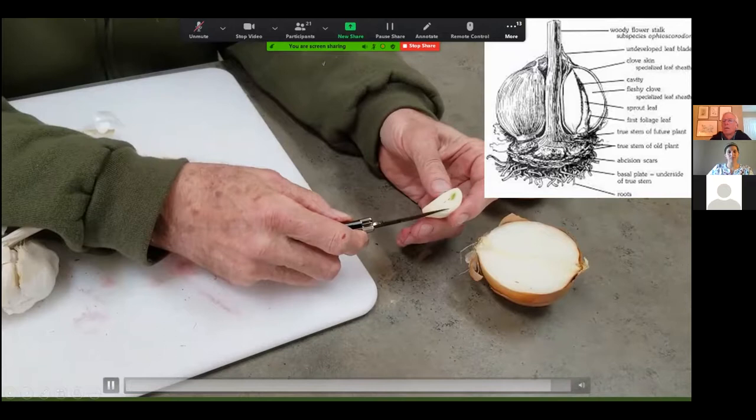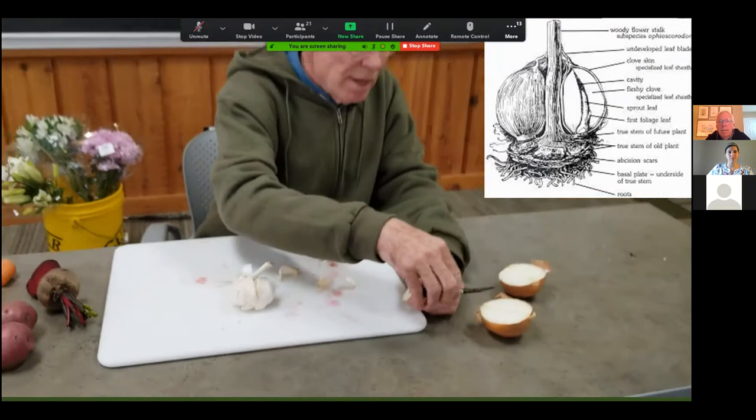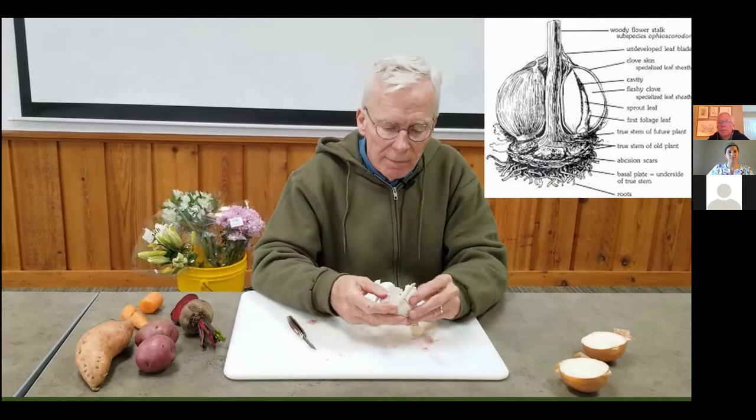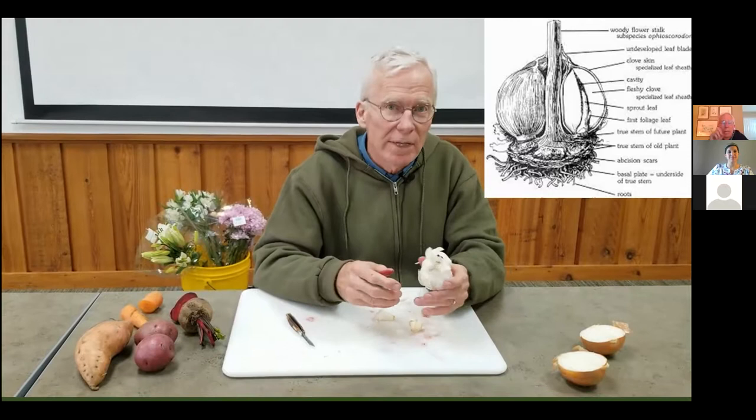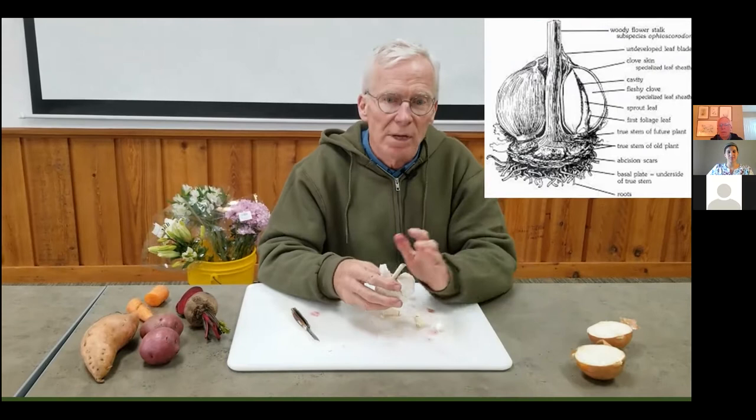It's really a miniature version, many, many little miniature onion bulbs all clustered together. Same genus, Allium, even though the part that you eat ends up looking very different. It's actually quite similar in structure. There are just essentially many little onion bulbs that make up a garlic head like this.